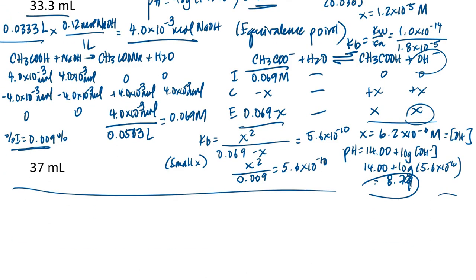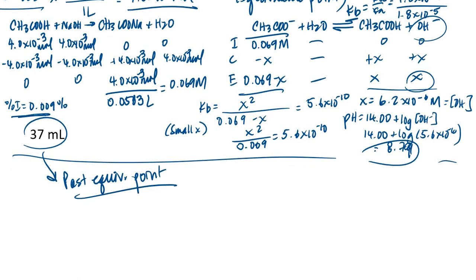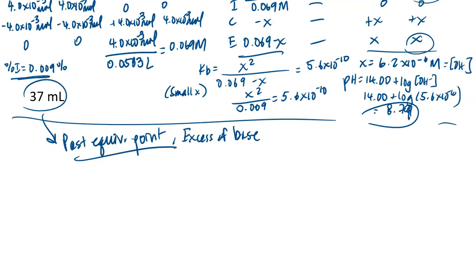What about after 37 milliliters have been added to the initial solution of the acetic acid? Well, here we're past the equivalence point. Okay, that means that we're going to have an excess of base. So that means that it's the base concentration that's going to be responsible for the pH that we actually end up experiencing. So let's calculate the new concentration of base.